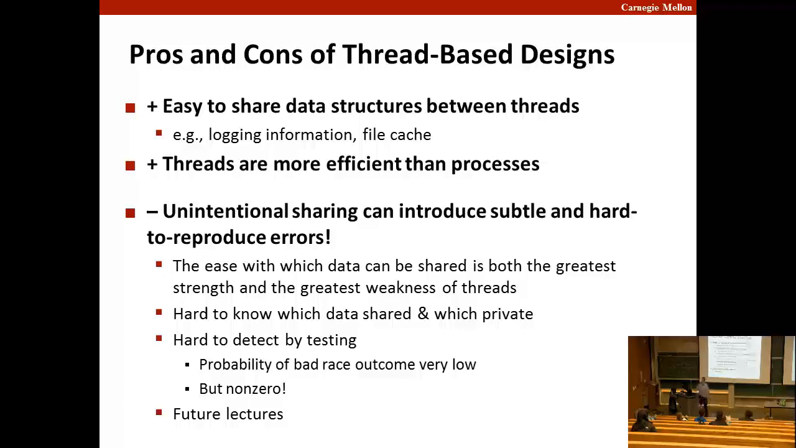What do we like about thread-based designs? Easy to share. They're more efficient than processes. They have less overhead. What don't we like? Well, if we're all in the same process, if thread number 1 overwrites an array, it can overwrite some state that belongs to thread number 2 because they're within the same process. Does that make sense?